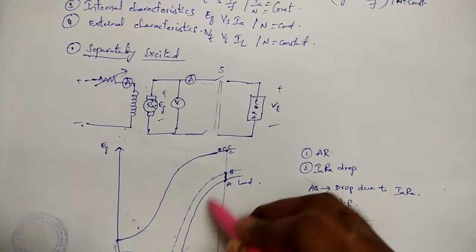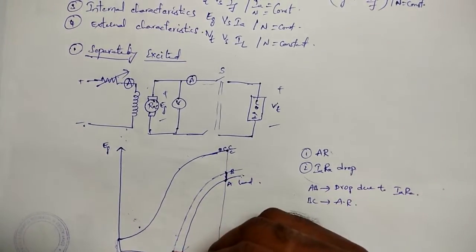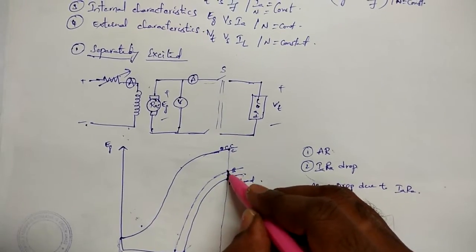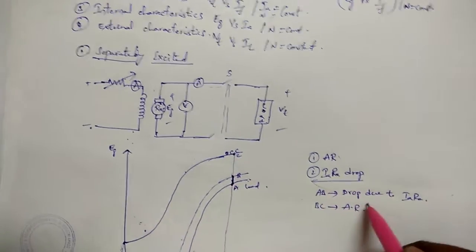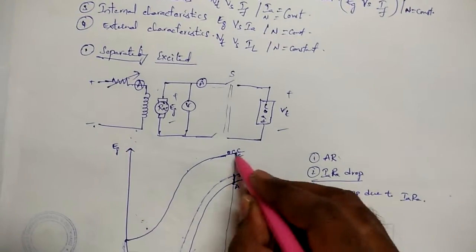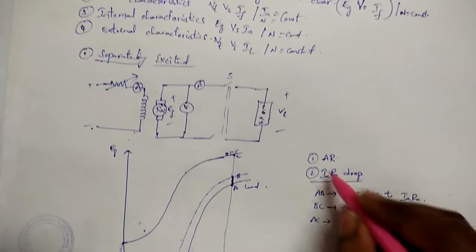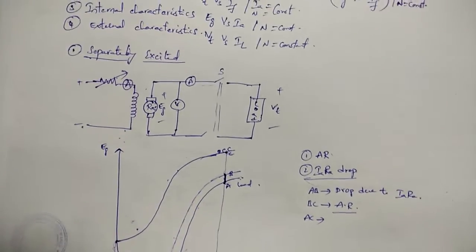So this is a VT versus IF curve. This is the load characteristic. If we add the IaRa drop, it will be like this. So AB is the drop due to IaRa, and BC is the drop due to armature reaction. AC is the total drop due to these two things. Okay, so this is the OCC and this is the load characteristic.